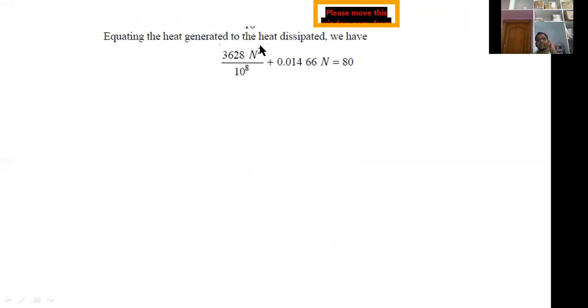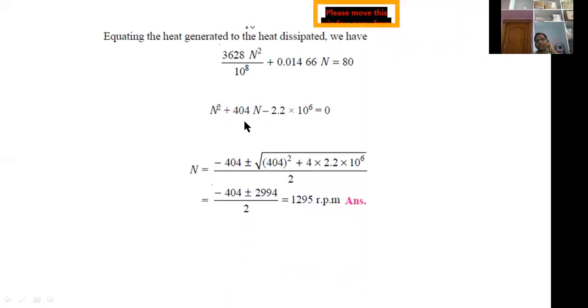This equation is obtained from the previous step. Then you have to solve this equation as a quadratic equation. The equation is like this: N square plus 404 N minus 2.2 into 10 power 6. Then you solve this using the quadratic formula: N equals minus b plus or minus square root of b square plus 4ac, by 2a. By using this formula you find the value of N.